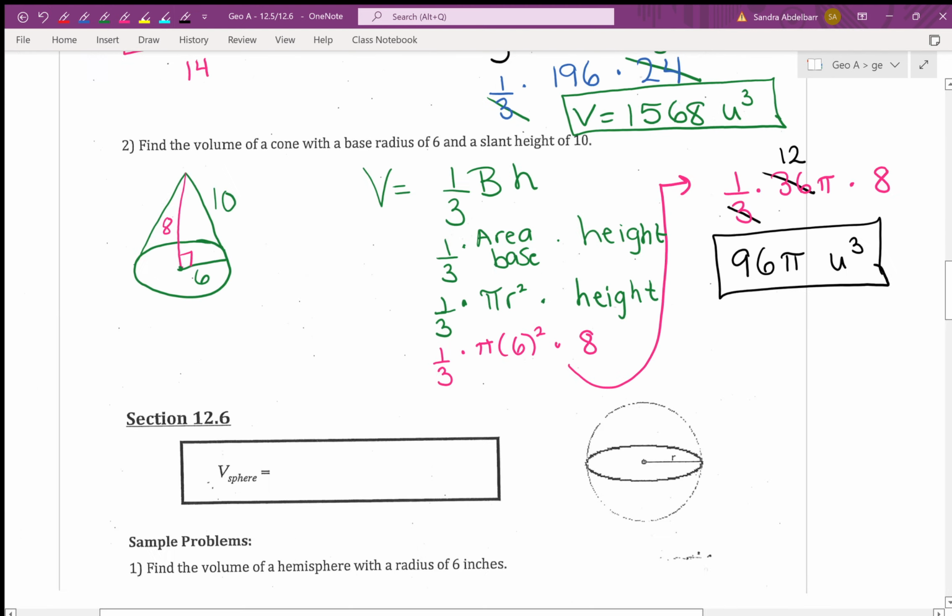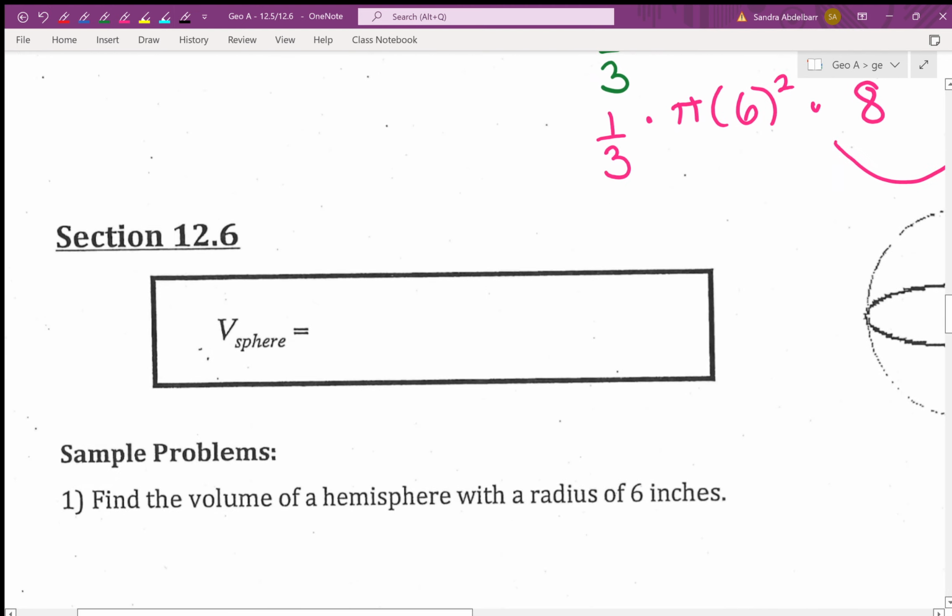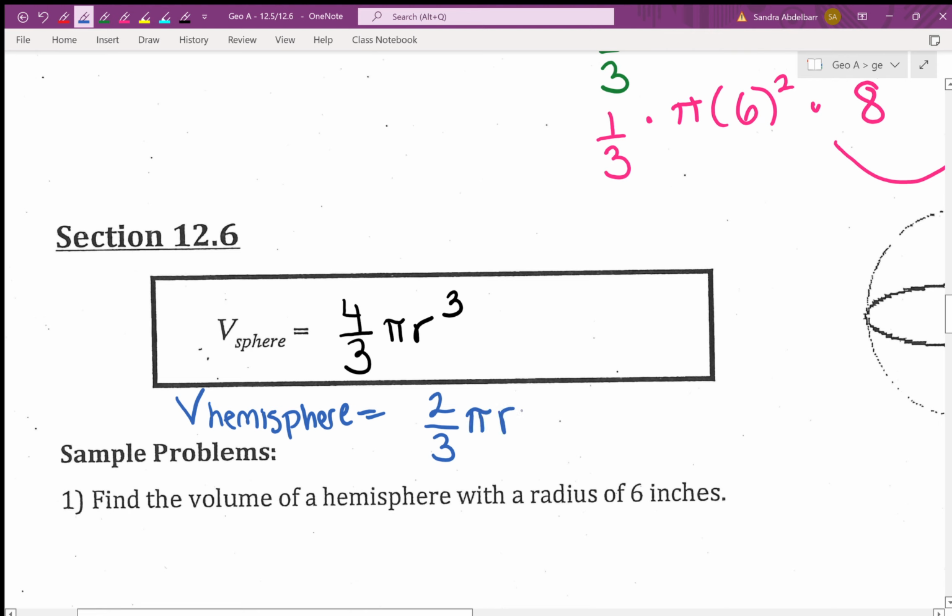All right, 12.6. The volume of a sphere is going to be 4/3 pi r cubed. And I also want you to write down the volume of the hemisphere. The volume of a hemisphere is going to be 2/3 pi r cubed.